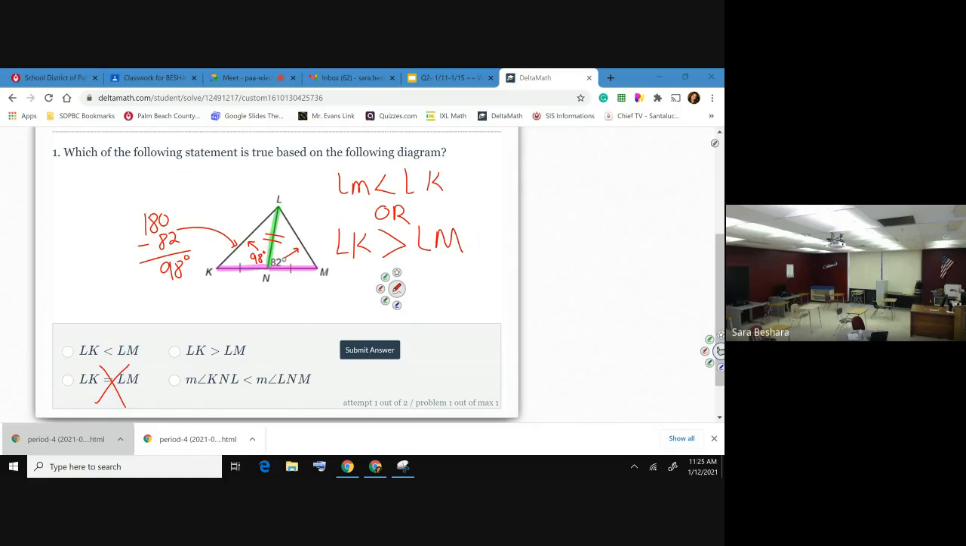The measure of KNL is less than the measure of LNM, so is 98 less than 82? No, 98 is greater. Okay, is LK greater than LM? Yes, because LK is the one that faces the bigger angle. So it would be this. And then LK is less than LM? Of course not. Remember I told you it's either less than or greater than. It can't be both, okay?